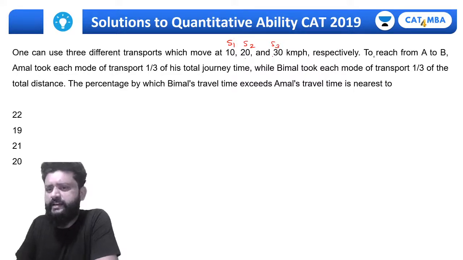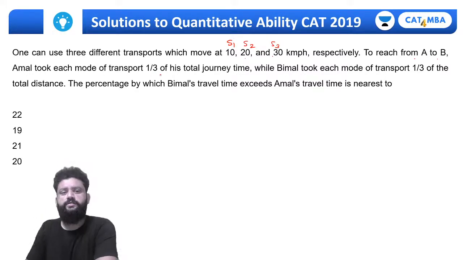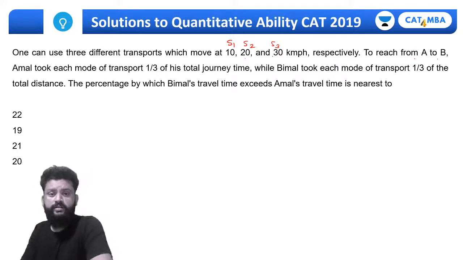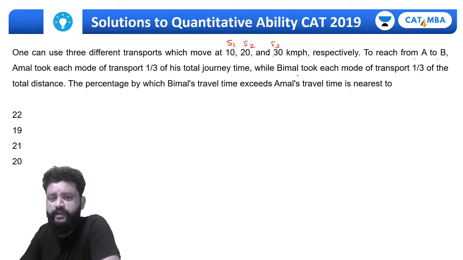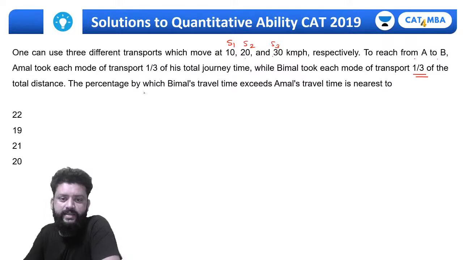Now to complete the journey to reach from A to B, Amal took each mode of transport for 1/3 of his total journey time. So 1/3 of the total time goes here, 1/3 here, 1/3 here, like this. Or else, while Bimal took each mode of transport for 1/3 of the total distance. So let's think about it in a different way. Let's take the distance as 60 kilometer, the LCM of 10, 20 and 30, that's what I took, that's it.